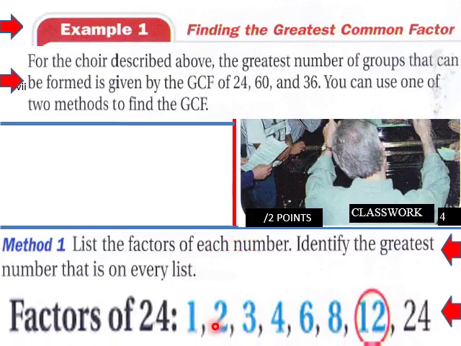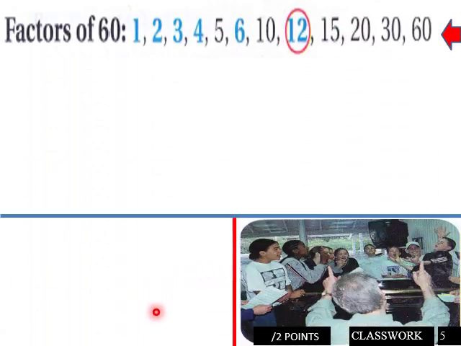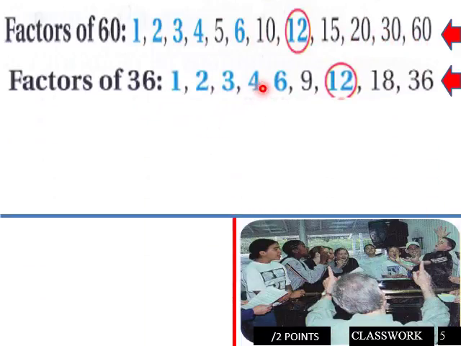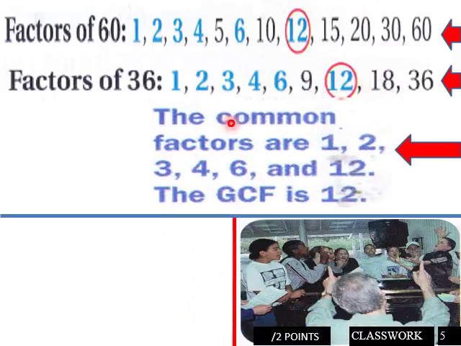Okay, so let's break it down. Factors of 24, here they are. 12, why does 12 stand out? Well, factors of 60: 1, 2, 3, 4, 5, 6, 10, 12, 15, 20, 30, and 60. And then factors of 36: 1, 2, 3, 4, 5, 6, 9, 12, 18, and 36. And then the common factors are 1, 2, 3, 4, 6, and 12.